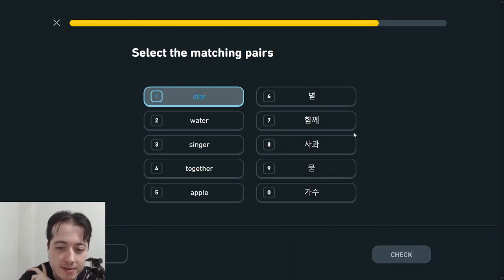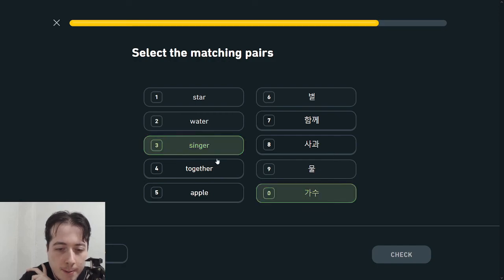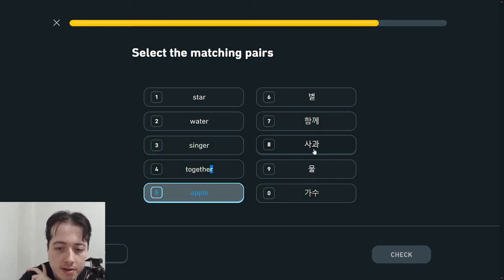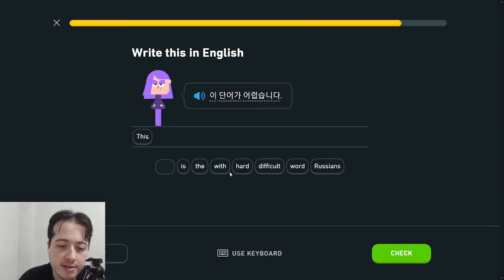Star. 별. Water. 물. 가수. 함께. 사과. 이 단어가 어렵습니다. This word is 어렵습니다. This word is hard.